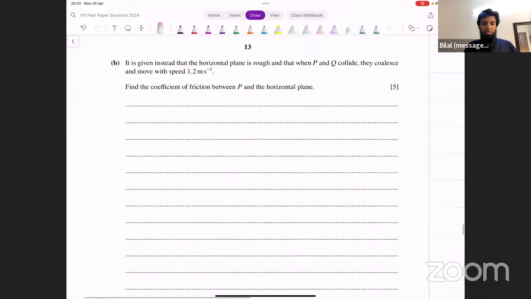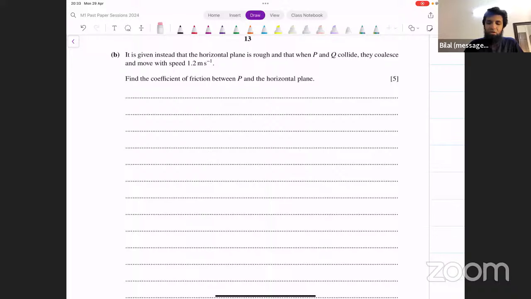Let's look at part B now. It says it's given instead that the horizontal plane is rough, and that when P and Q collide, they coalesce. Coalesce means they merge to form one single object. They merge and move with speed 1.2 meters per second. Find the coefficient of friction between P and the horizontal plane. So now it's a rough surface. The horizontal plane is rough now.